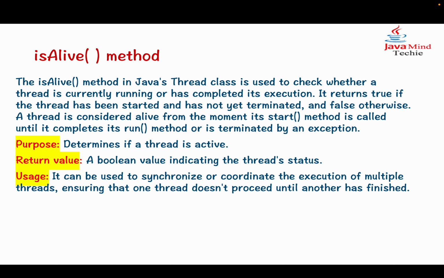You know very well from the name itself, isAlive checks whether the thread is alive or dead, so it gives a boolean value as output. Correct. Then next, usage. What is the use of the isAlive method? This method is used to synchronize or coordinate the execution of multiple threads, ensuring that one thread doesn't proceed until another is finished. That's the main use of the isAlive method.